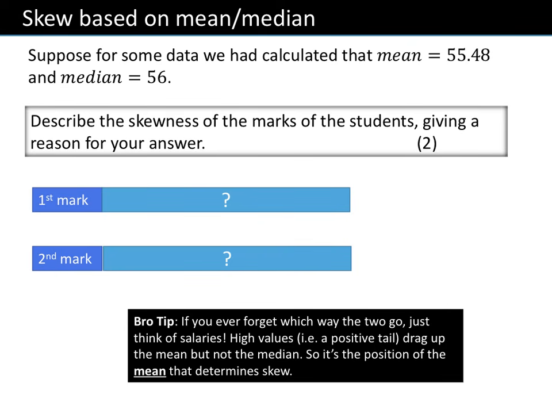Here we have a typical exam question made up by Dr. Frost. It's not typical at all, but I am going to give you 2 marks for it. So, describe the skewness of the marks of the students, given a reason for your answer. The mean is 55.48 and the median is 56. Is this a negative, a positive, or no skew? And it's negative. Why is this negative? And it is because the mean is less than the median. Okay? 55.48 is less than 56.